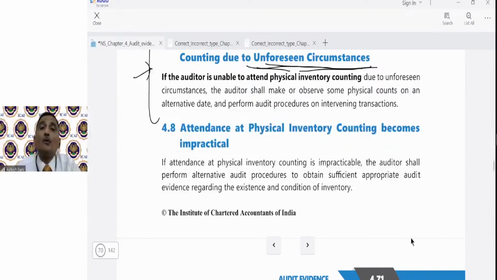Even then, in that situation, the auditor shall perform alternative audit procedures to confirm what is there in SA 501. So SA 501 में क्या है, क्या करना मांगता है उसमें? SA 501 में to ascertain existence and condition of the inventories. So अगर वो physical count process नहीं attend कर पाया, so he would perform some alternative procedure to gather evidence about existence and condition of inventories.